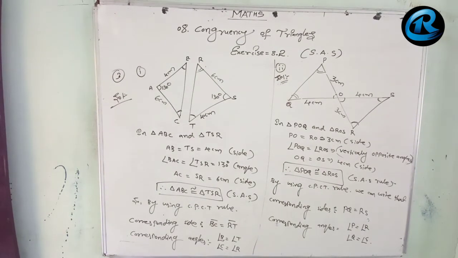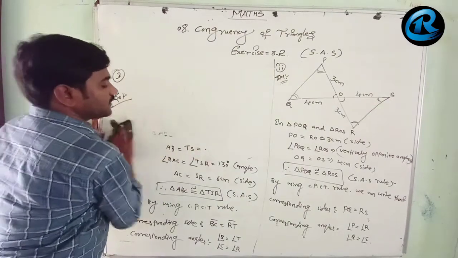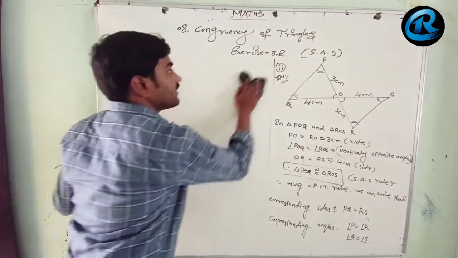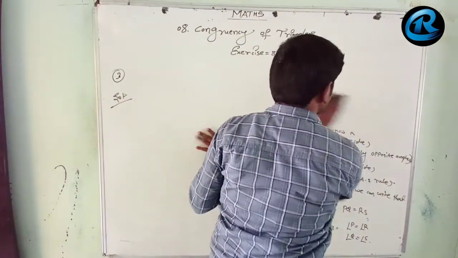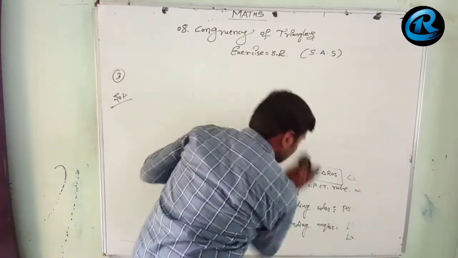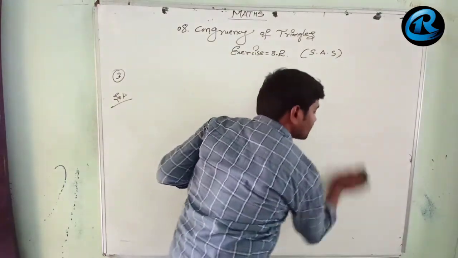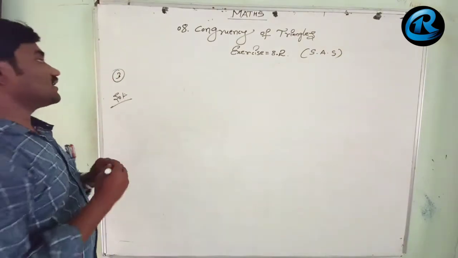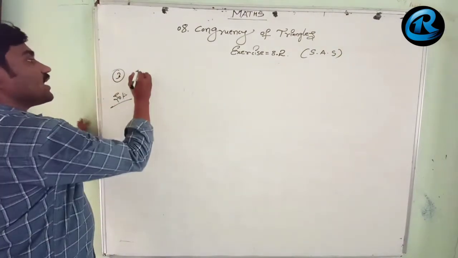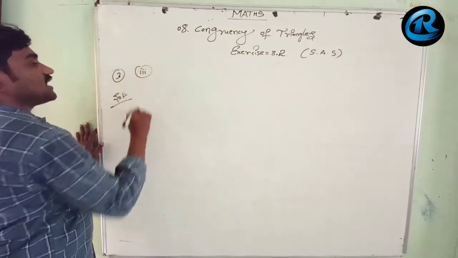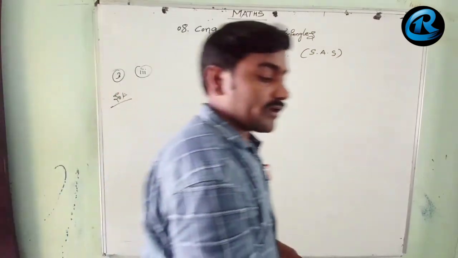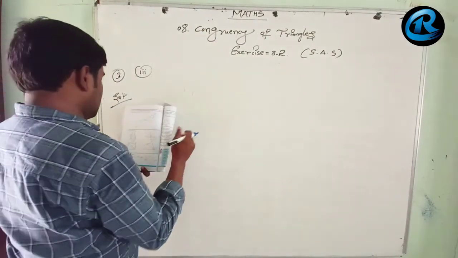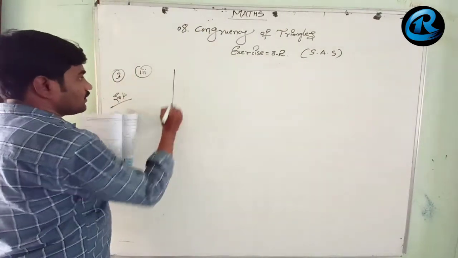Now we go for question number 3 in the third bit and also question number 4. In the same way we have to prove whether the given figures are congruent or not. If they are congruent, what are the corresponding parts? Corresponding parts in the sense, corresponding sides and corresponding angles also. So we have to write individually what are the corresponding sides and what are the corresponding angles by using the CPCT rule.